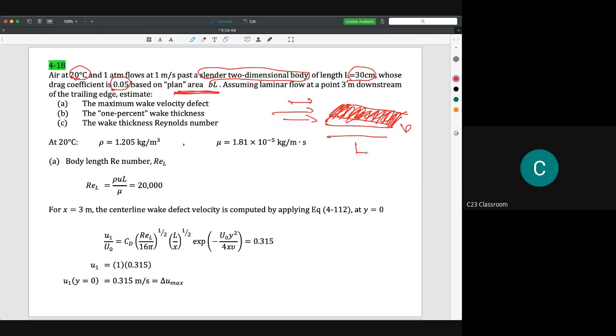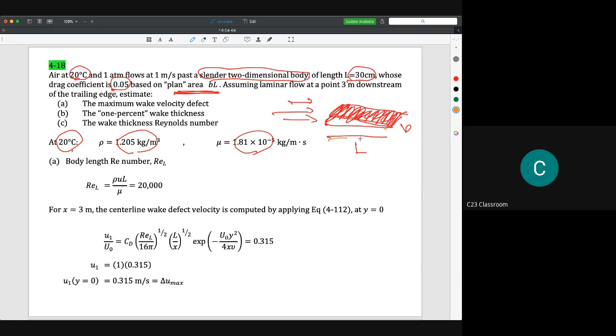So assuming laminar flow at 0.3 meters downstream of the trailing edge, estimate the maximum wake velocity, 1% wake thickness, and the wake thickness Reynolds number. At 20 degrees Celsius, rho is 1.205 and mu is 1.81 times 10 to the power of minus 5. Then the body length Reynolds number, which means we need to know the Reynolds number that occurs on our object here.